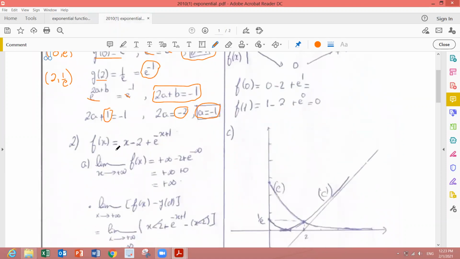Limit as x tends to plus infinity of f of x. We replace x by infinity, so it becomes plus infinity minus 2 plus e to the minus infinity. e to the minus infinity is 0. So we get plus infinity, the limit. Hi George, how are you?